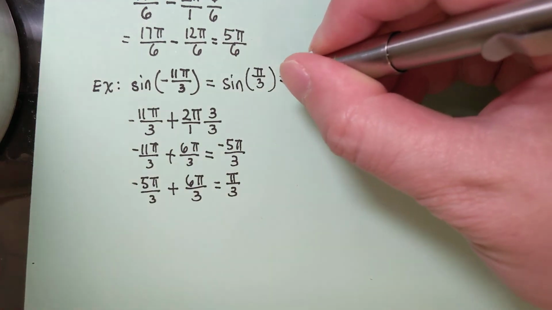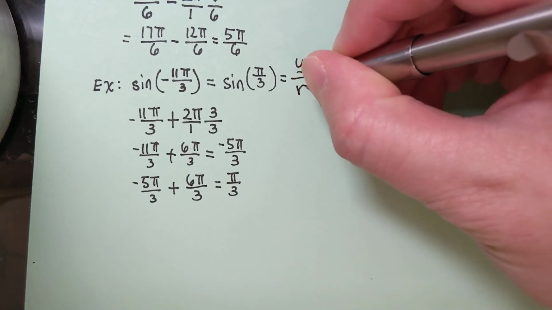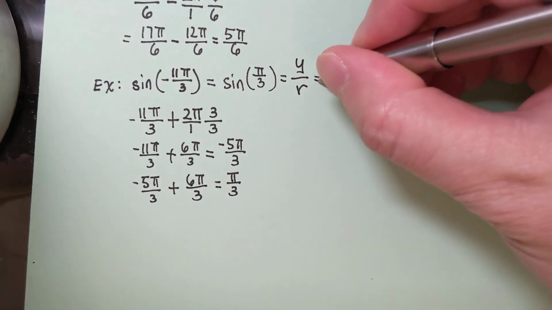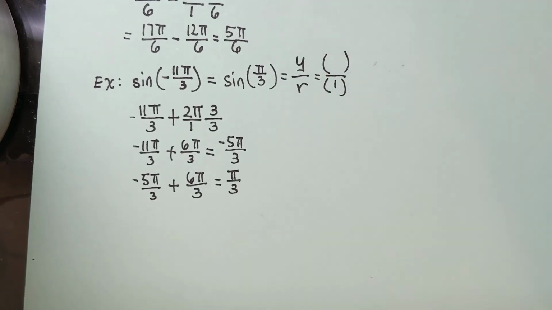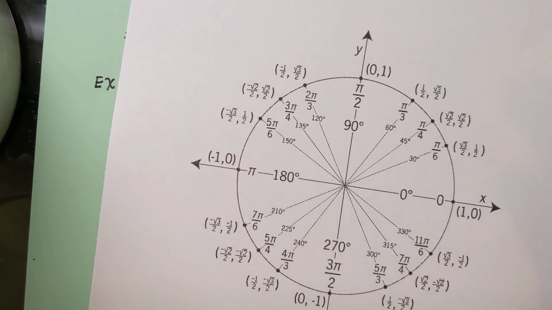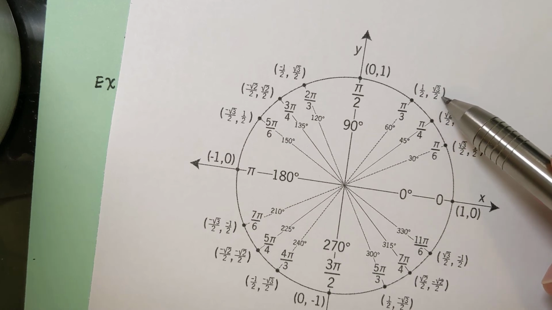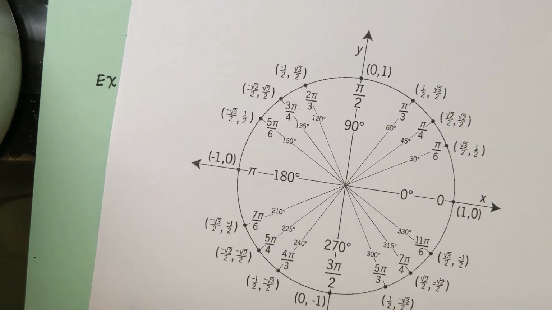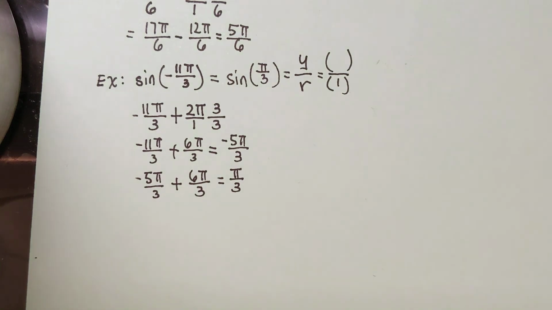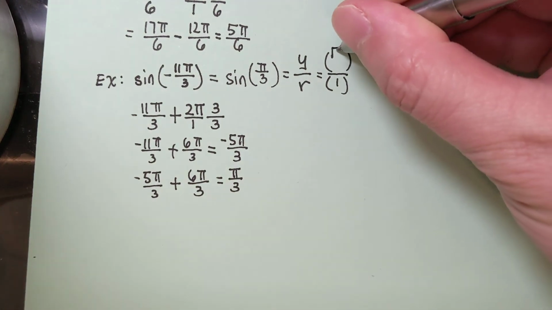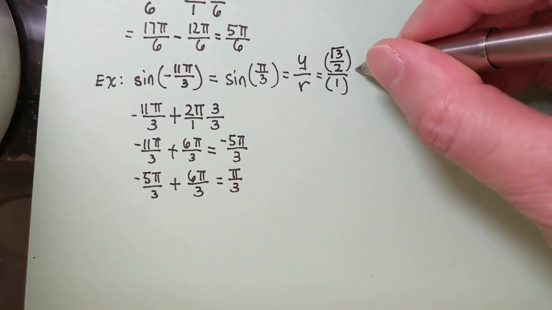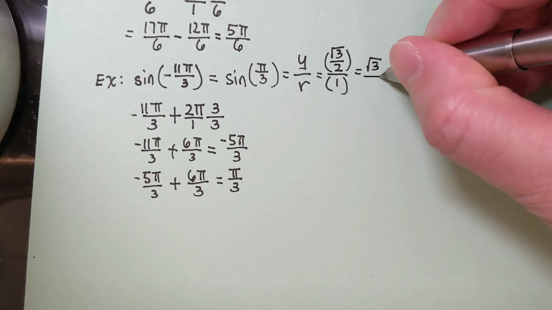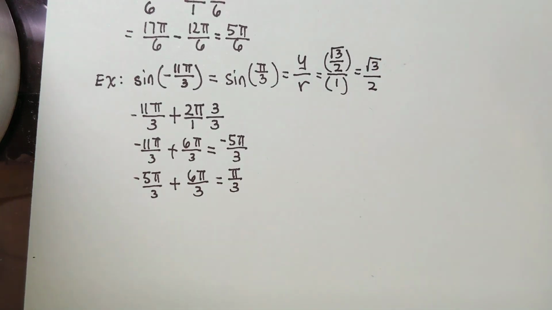And the ratio for sine is y over r. We already know the radius is always 1 in the unit circle. The only question is, what is the y coordinate at pi over 3? As you can see at pi over 3 right here, the y coordinate is square root of 3 over 2. And that's why I'm going to put square root of 3 over 2 for the y, and dividing by 1, we get positive square root of 3 over 2. And that is the final answer to that problem.